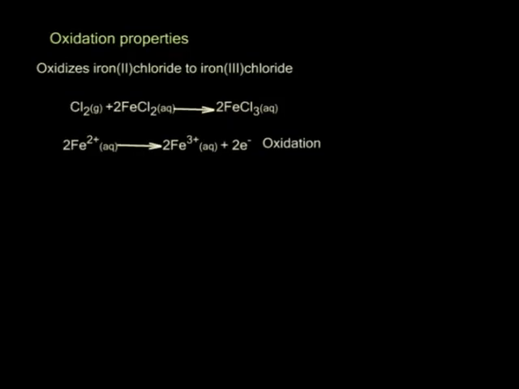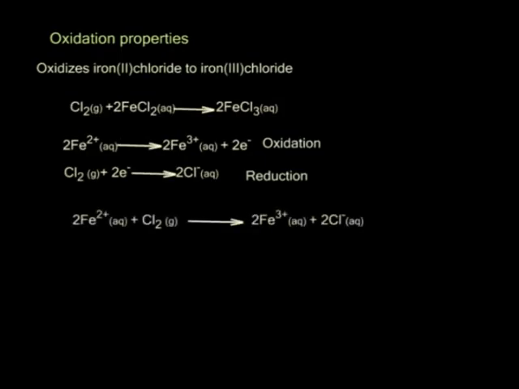The electrons are accepted by a chlorine molecule, which becomes reduced to 2 chloride ions. The net ionic equation is as follows. By accepting electrons, chlorine is acting as an oxidizing agent.